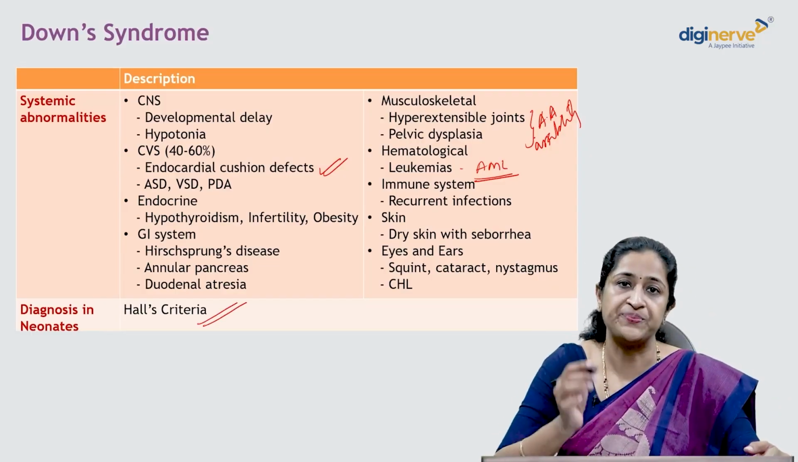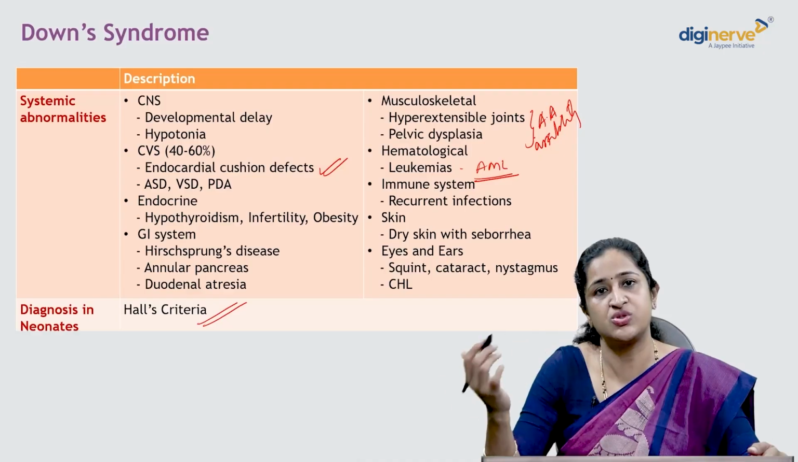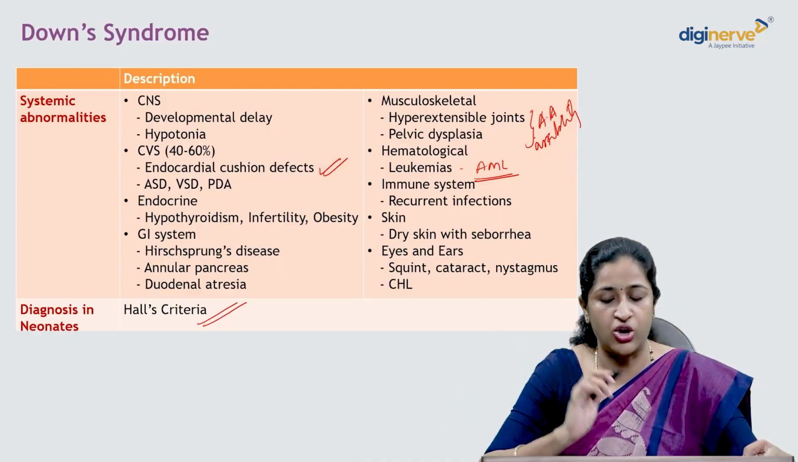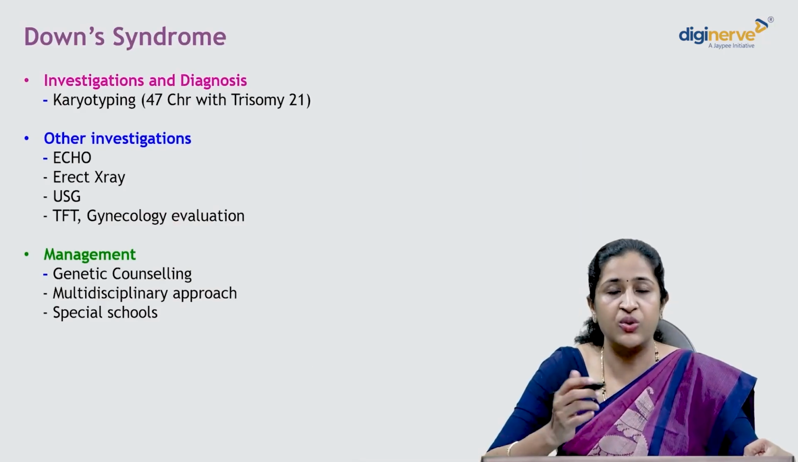Now this is an MCQ. Which criteria are used to diagnose Down syndrome in the neonate? The answer is the Hall's criteria. Now, how do you investigate?